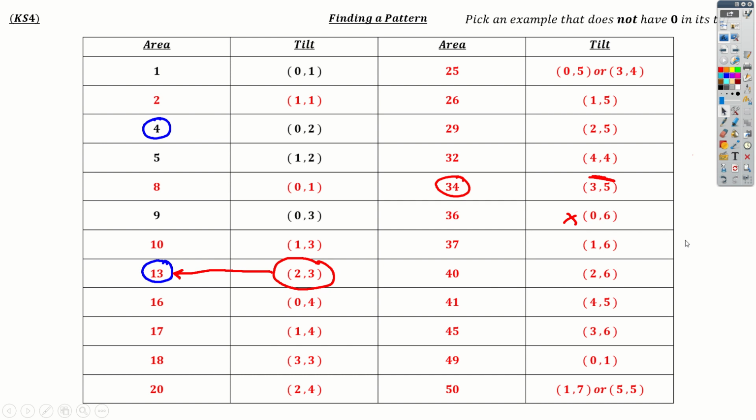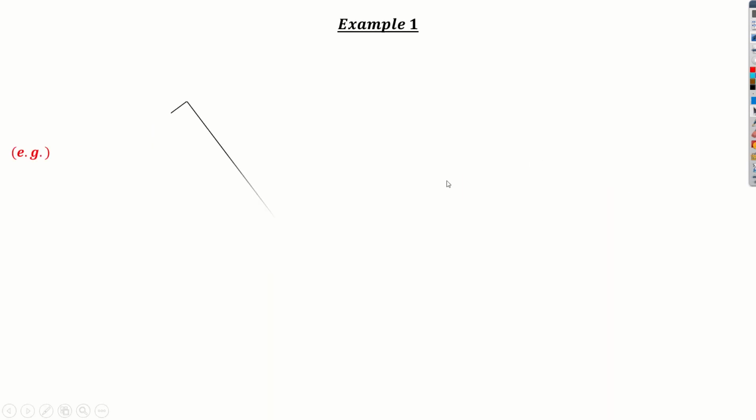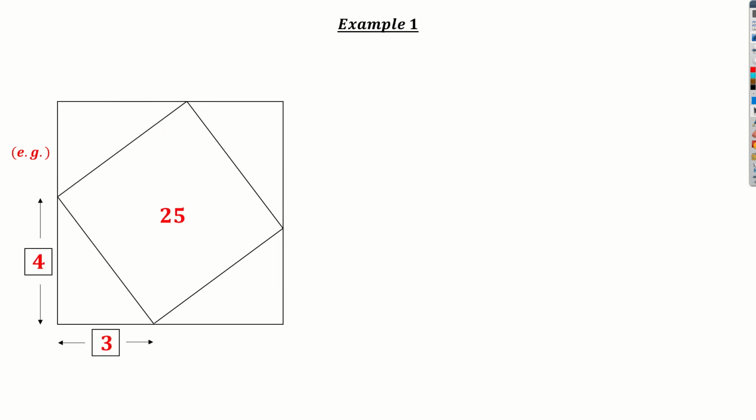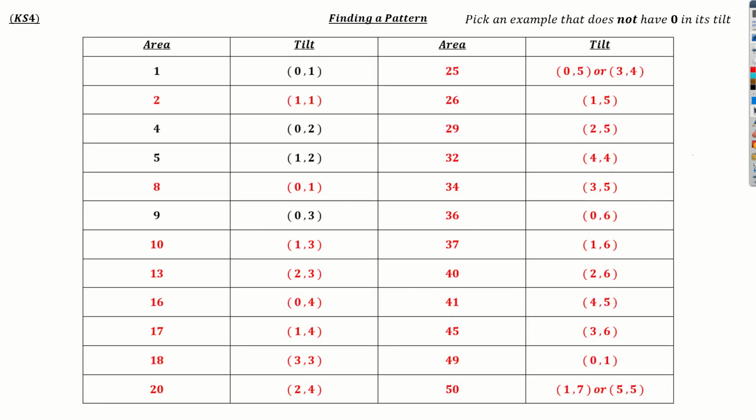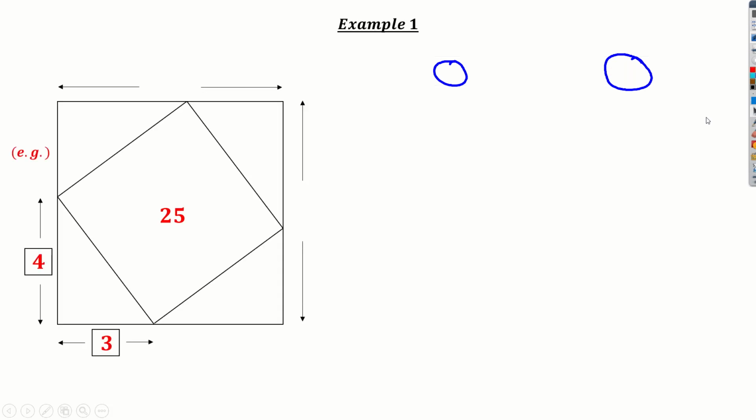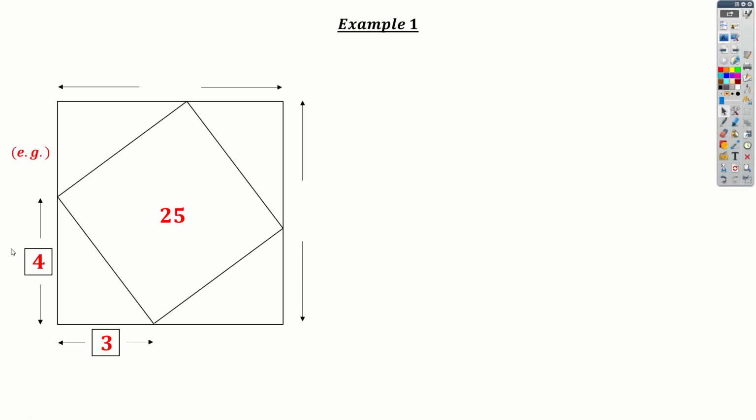I'm going to move to the next slide. So I'm going to pick an example, and the example I'm going to pick is this one that has an area of 25 when the tilt is 3 by 4. Okay, so if you go back to the table very quickly, so basically I'm doing this top one up here, area 25, tilt is 3 by 4. Okay, that's what I'm going to do. Okay, let's go back to the picture. So there. Okay, there's the tilt.